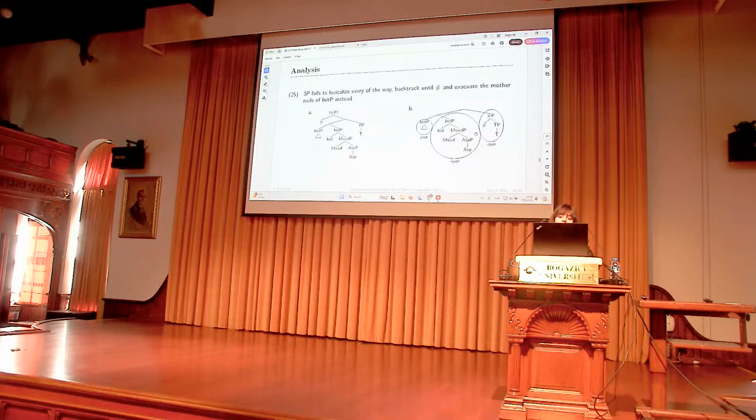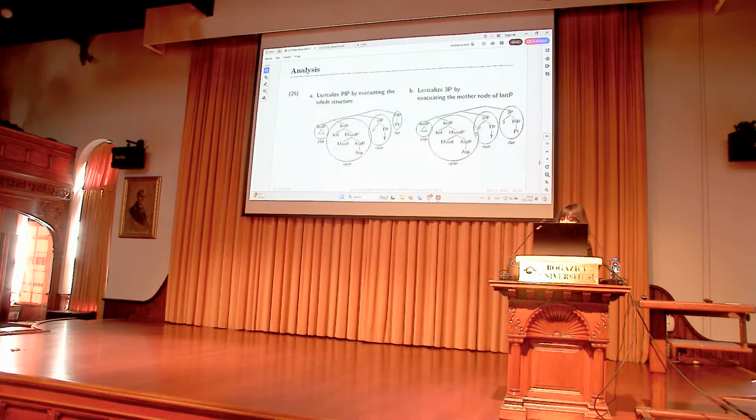So we have to backtrack again until number. And what we did to lexicalize number was to evacuate init P. So we try the next step, which is to evacuate the mother node of init P, and this is able to lexicalize, we get yapıyorsun. It seems like we're on the right track, but you'll see that we'll hit the same wall again, where we can't lexicalize 2P once again. So we'll have to backtrack again until number.